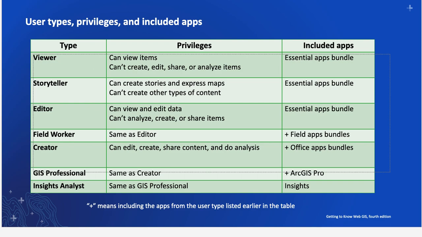So there are user types, privileges, and included apps. Different user types have included access to different app bundles and apps. So for example, you all should have the Creator user type, and with this you can edit, create, and share content, and do analysis, and this is part of the Office apps bundles.